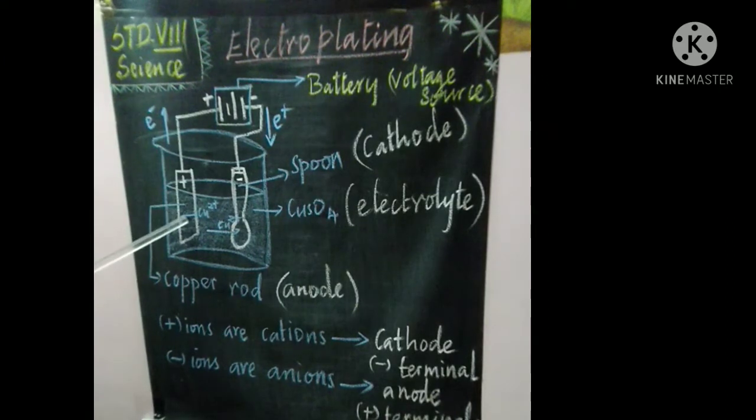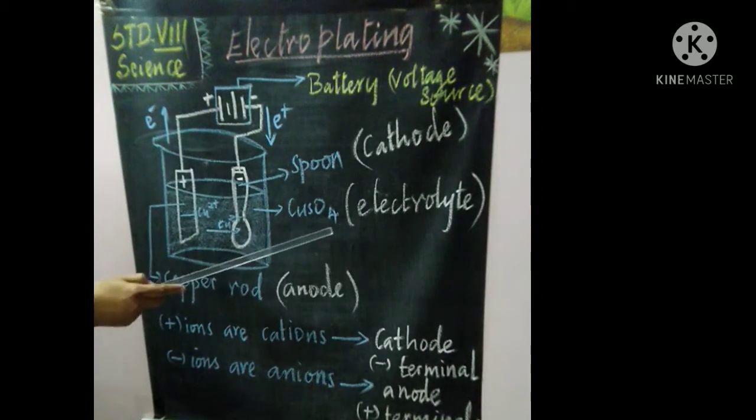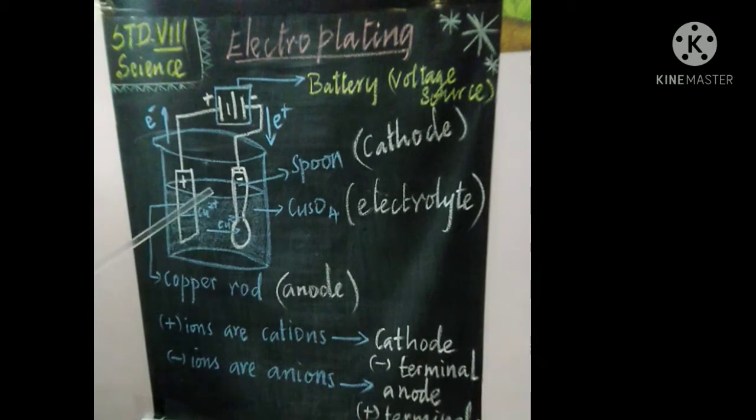Now we will move on to the process, how the electroplating process goes on. This is a container which has a solution of copper sulfate. In this process of electrolysis, this solution is known as electrolyte. This is going to be dissociated. So this is electrolyte.